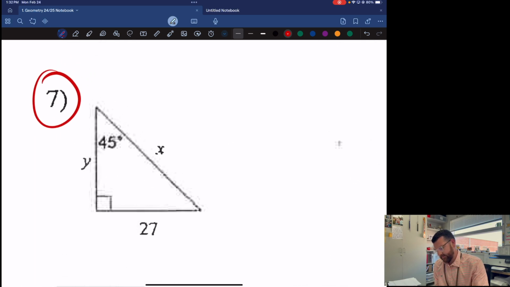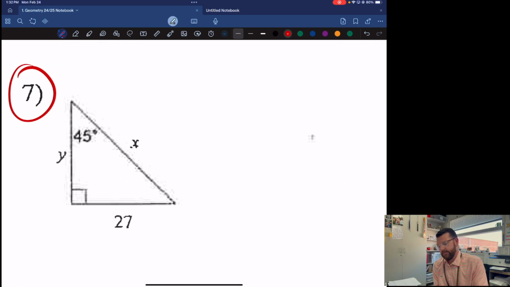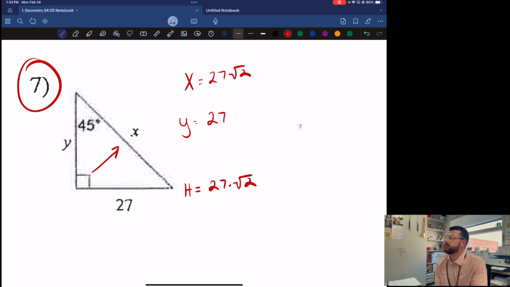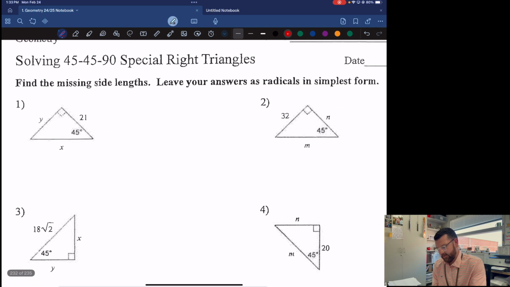Someone else picked number 7. We need to find both the hypotenuse and the leg. The leg is y equals 27. The hypotenuse is to take the leg and multiply it by the root of 2. So my leg here is, and we got number 5 left.